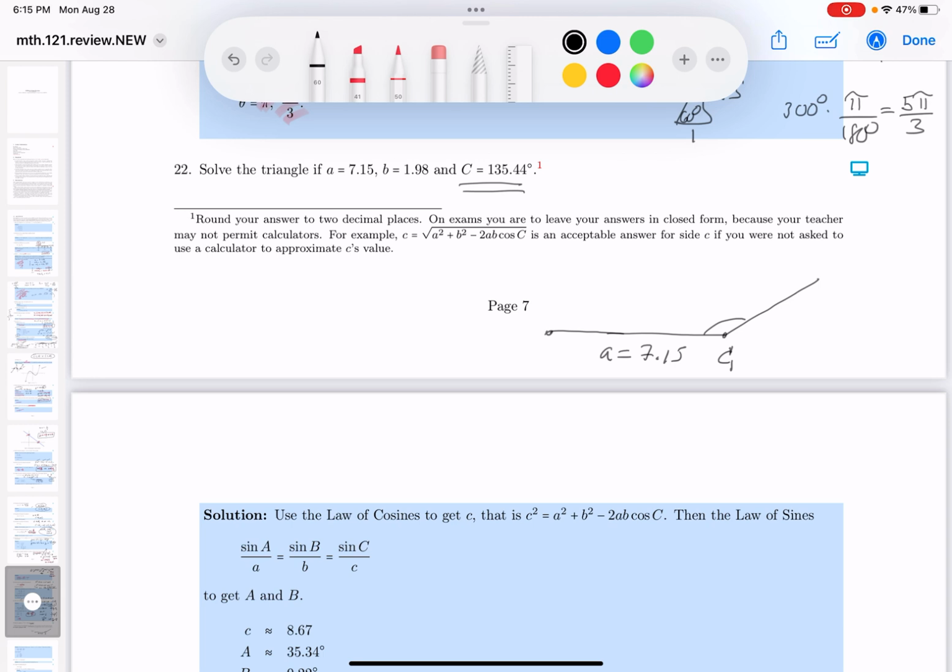And what's B going to be? Let me shorten it up a little bit. B is a little bit smaller. Not a little bit smaller. It's 1.98, about 2, about a quarter the size of that. And I'm going to put this over here, that B is 1.98, right? I'm going to draw my picture. I'll put this over here.